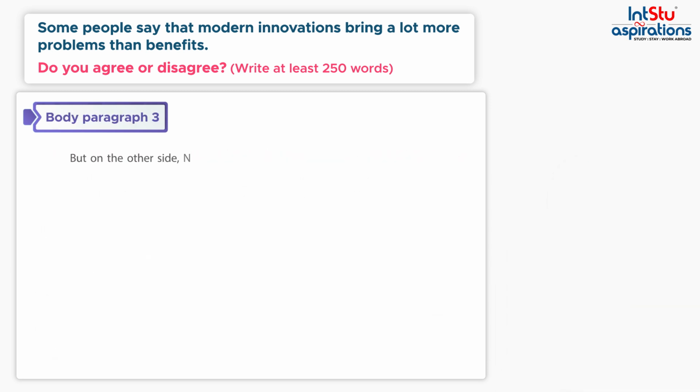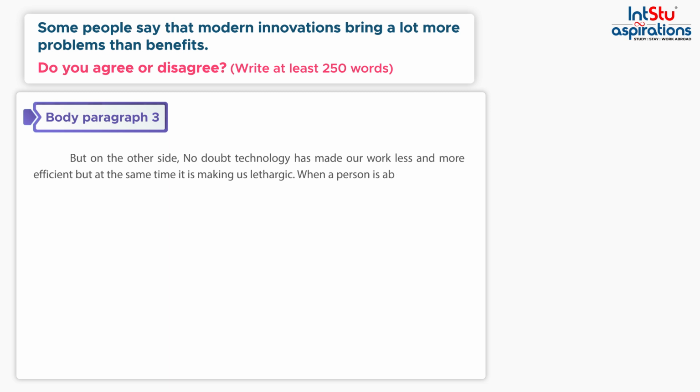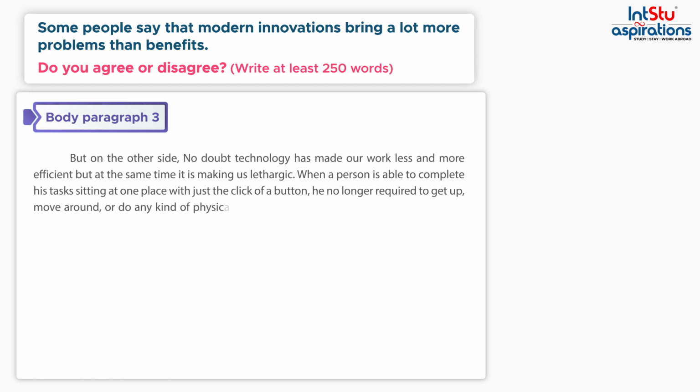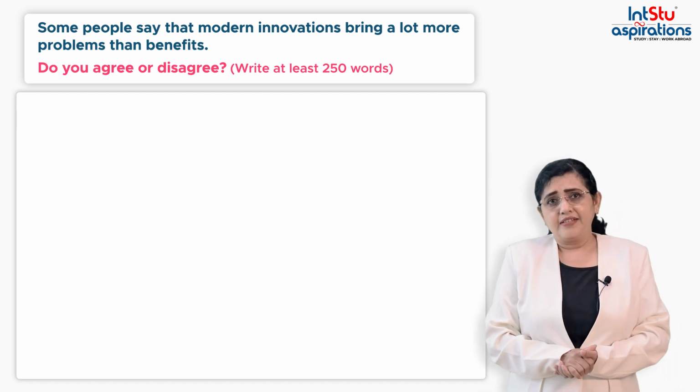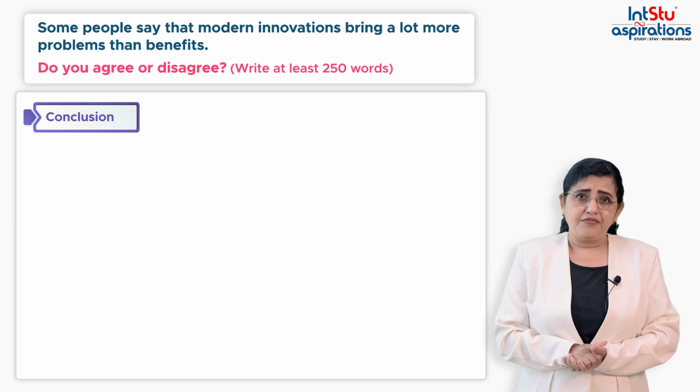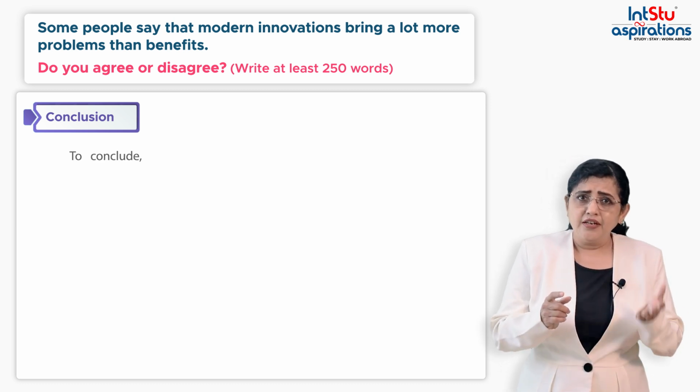But on the other side, no doubt, technology has made our work less and more efficient, but at the same time, it is making us lethargic. When a person is able to complete all his tasks sitting at one place with just a click of a button, he no longer requires to get up, move around, or do any kind of physical activity. This is not good for any human, as this could lead to obesity and lots of other medical issues as well. Lastly, you can begin your concluding paragraph by writing "to conclude" or "in conclusion."